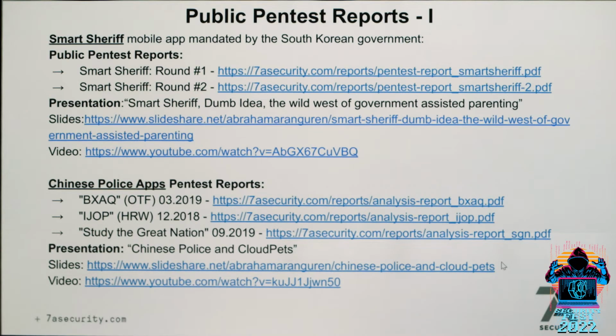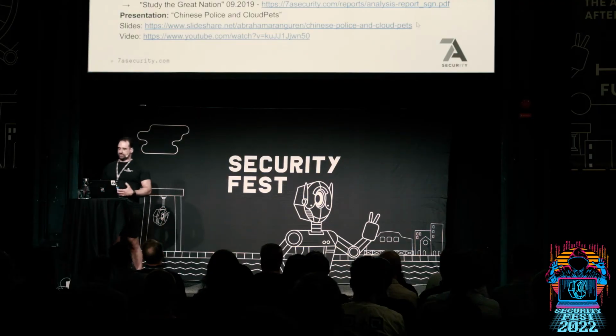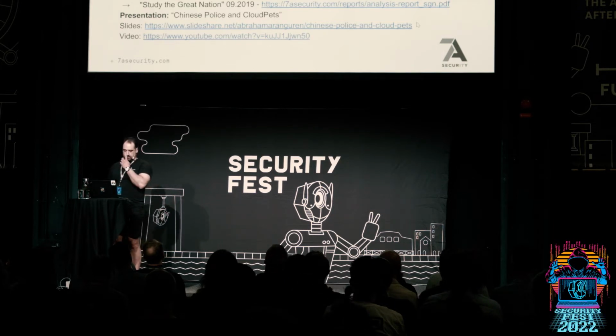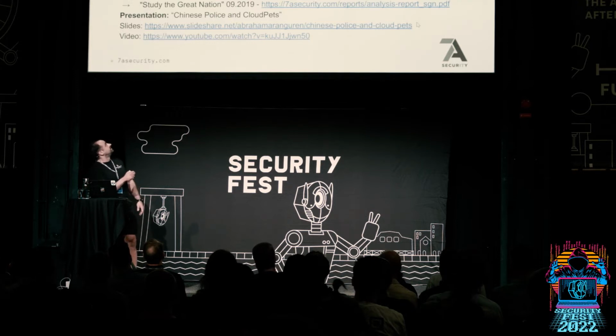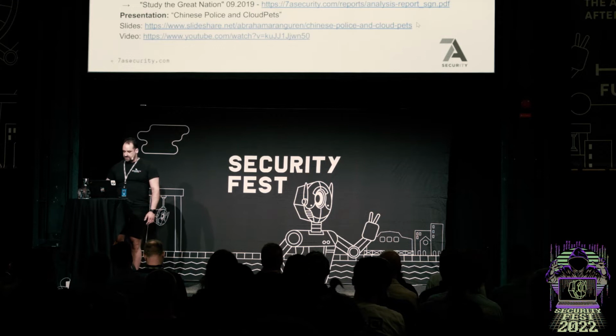This is some pen test reports where we did some work. Smart Sheriff was an application mandated in the entire country of South Korea. There are 2 free public pen test reports that you can download about it. By law, every parent and child was forced to install this app. The idea was to help parents be parents. The parent would control during what times of the day the child can use the phone, what websites they can visit, what applications they can have installed, stuff like that. In theory, a nice idea to keep the children safe. In practice, horrible security implementation. It was so bad that we even gave a talk about it. If you search on YouTube for Smart Sheriff dumb idea, you can see a talk about it, and those are the slides as well.